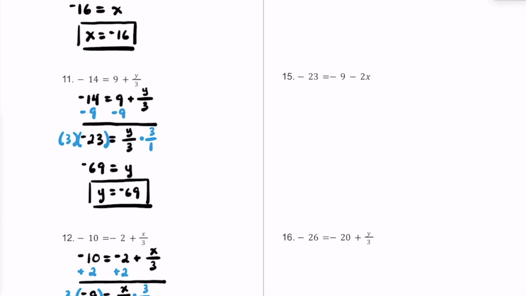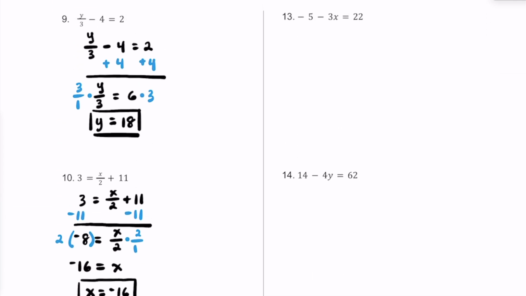Here's number 13. In this example, we have negative 5 minus 3x is equal to 22. So first things first, let's go ahead and move this negative 5 to the other side by adding 5 to both sides of this equation. If we go ahead and do that, this negative 5 plus 5 is going to be 0, so we're left with negative 3x along the left side. On the right side, 22 plus 5 is going to be a positive 27.